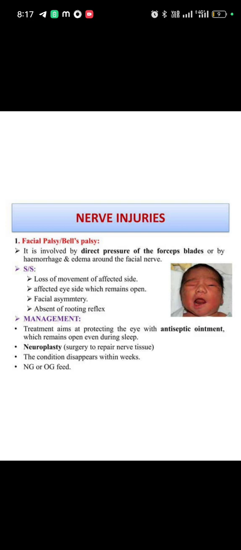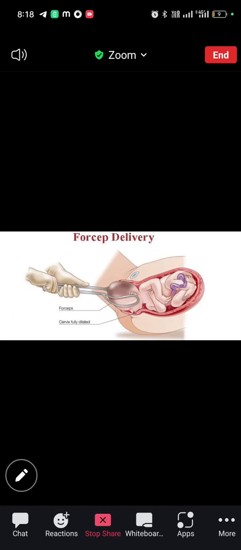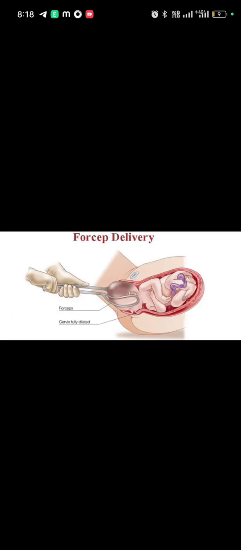For example, you already saw forceps delivery. Once again, I will show the picture. You can see in this picture, when the baby's head is not delivered, they apply forceps and try to deliver the head. When pressure is applied by the forceps on the baby's face, there may be hemorrhage and edema around the facial nerve. It leads to facial palsy or Bell's palsy.